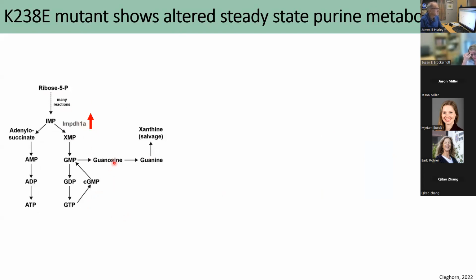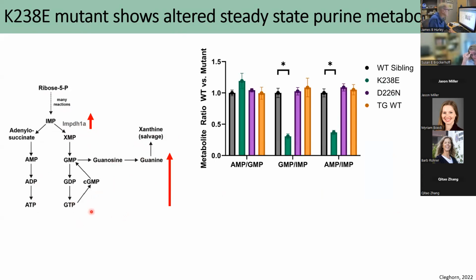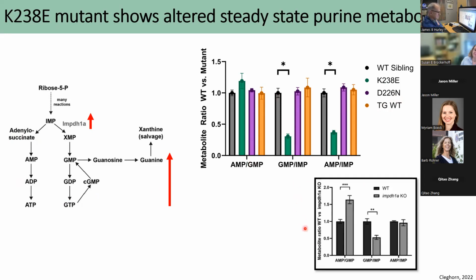So we wanted to look at other metabolites as well. Again, we would expect this whole side of the pathway to be up. And looking at this, we see that K23AD actually has a decrease in the GMP to IMP ratio and also in the AMP to IMP ratio. So it's as if both sides of these pathways are being shut down. And D226N, on the other hand, again another class 1 mutant, has a very different phenotype. We're not seeing any changes here. And notably, this change is distinct from the knockout. So we still think this is a gain of function mutation.